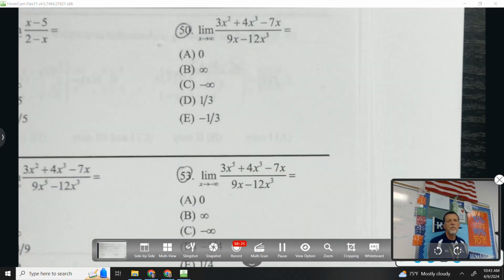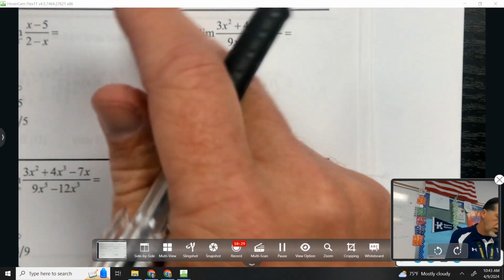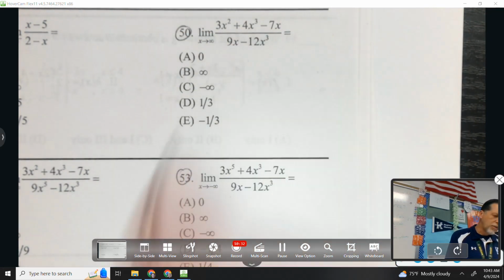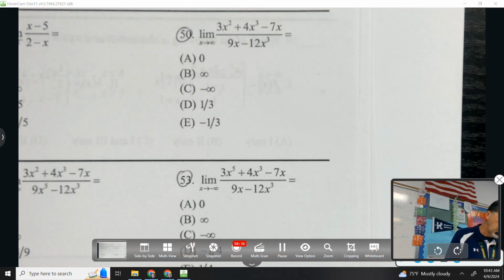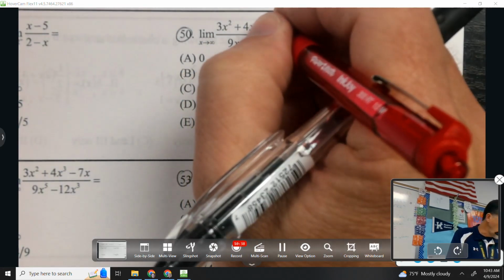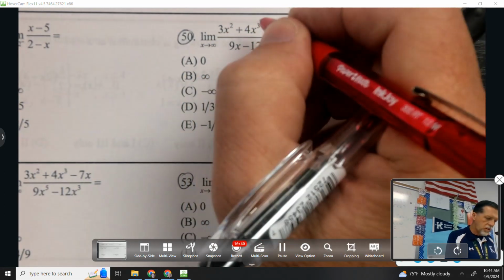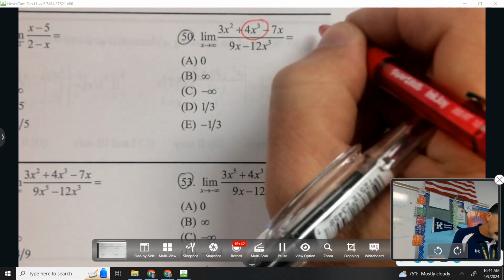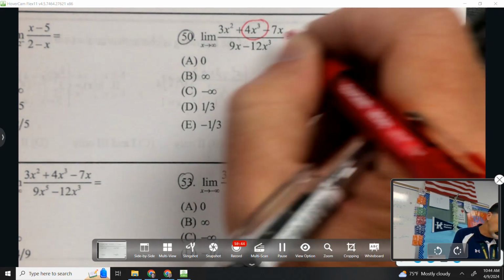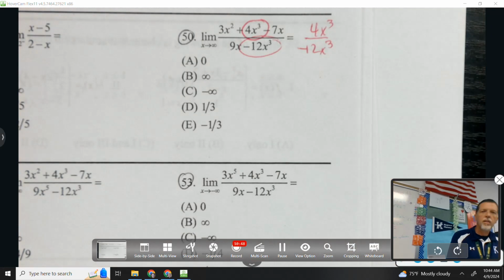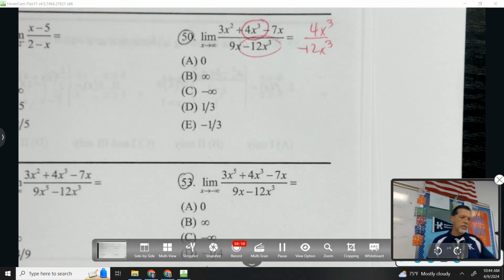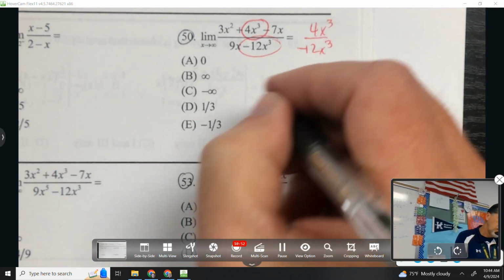All right, number 50. X goes to infinity. Okay, let's do it the real way, and then we'll do it the shortcut way. If x is getting really big, the only terms that matter are the biggest terms. So 4x cubed over -12x cubed. The x cubes cancel, and I get -1/3.